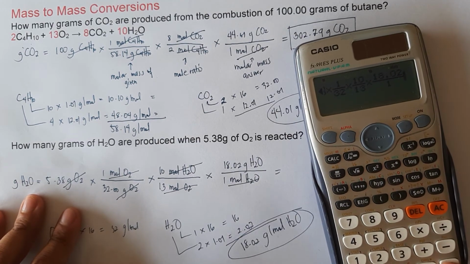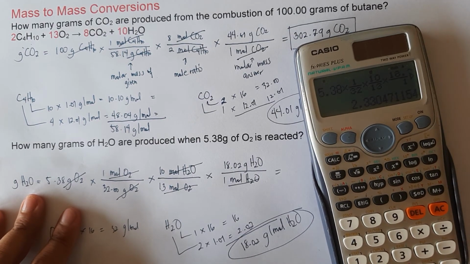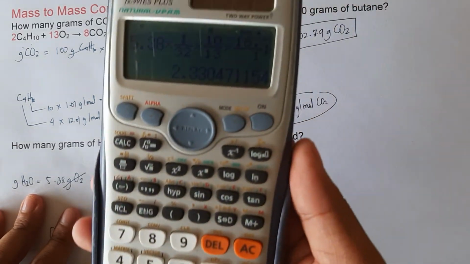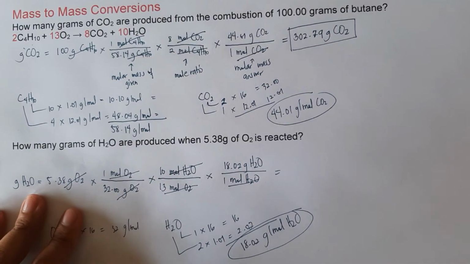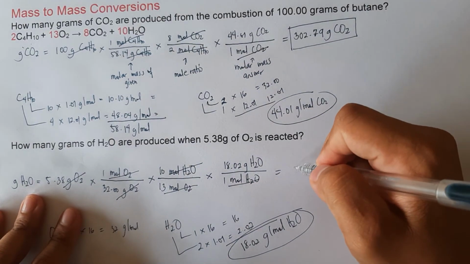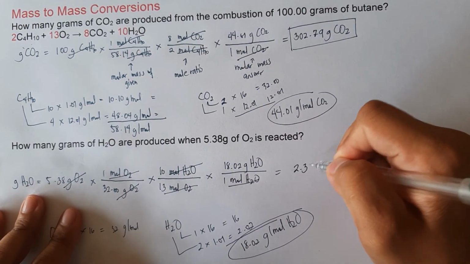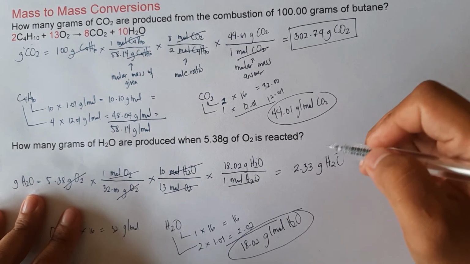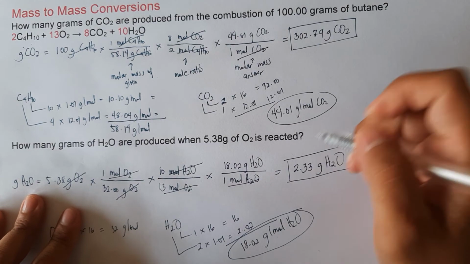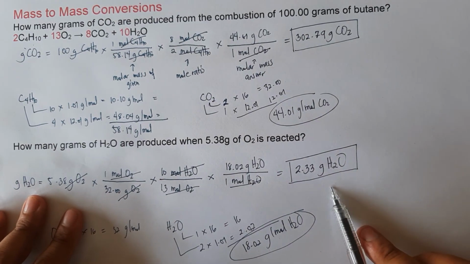And what is our answer? Our answer is 2.33 grams of water. 2.33 grams of H2O. So, this is our final answer.